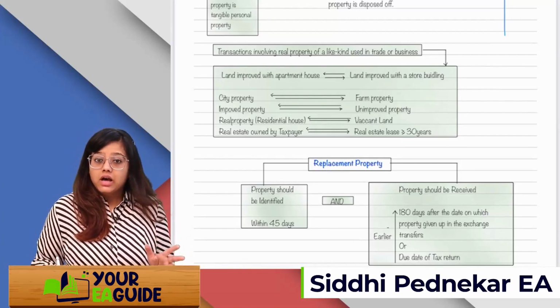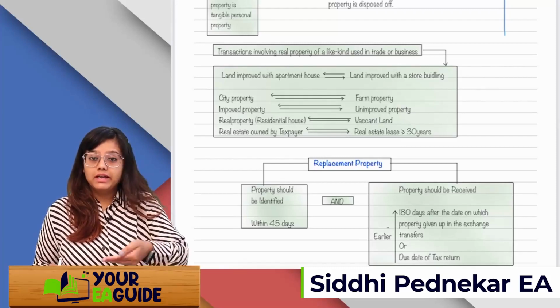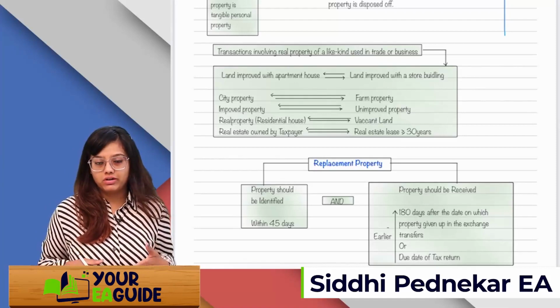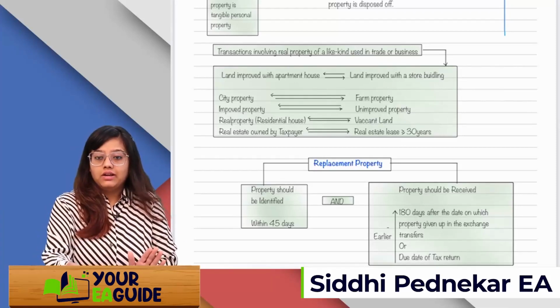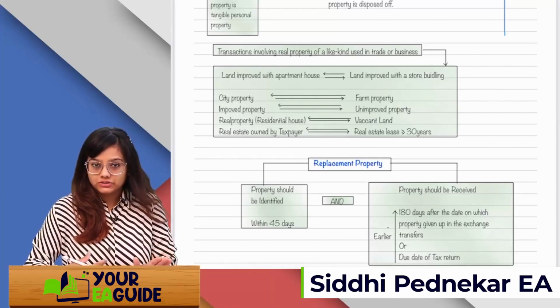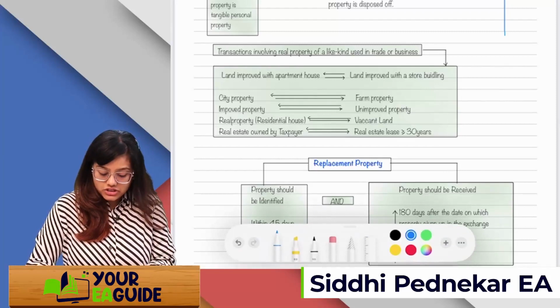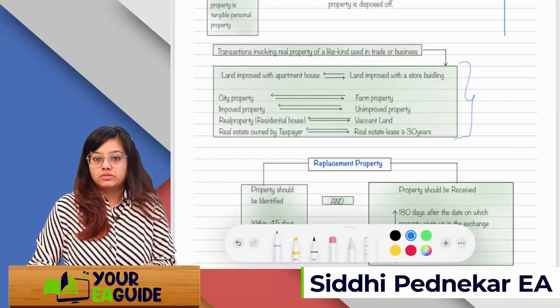land. That's it. Real estate owned by a taxpayer is given up, and real estate for lease. If you have owned real estate, you have sold that real estate and you have taken the other property on lease, or maybe the same property on a lease for more than 30 years, then all these transactions will fall under the provision of like kind exchange.